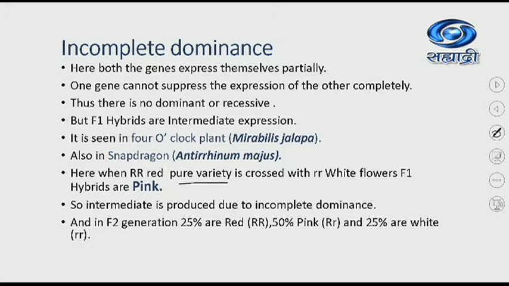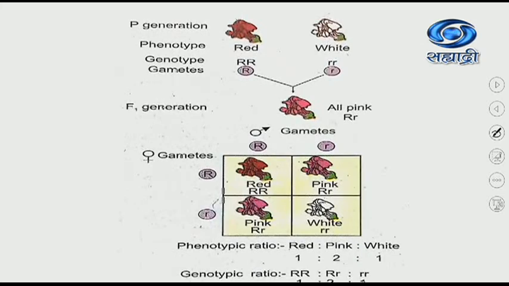In the F2 generation, 25% are red, 50% are pink, and 25% are white. We'll study this with the help of a chart. It will become easy. The genotypic and phenotypic ratio both is 1:2:1. Let us look. So here suppose this is the parental generation. The phenotype is red color. The genotype is capital R, capital R. We are crossing it with a plant having white color flower, phenotype white, genotype small r, small r.